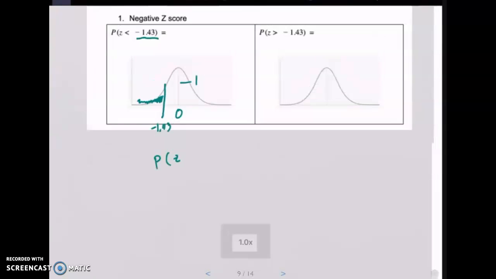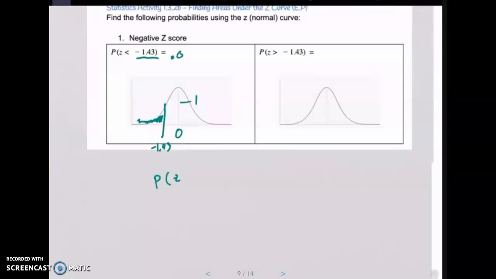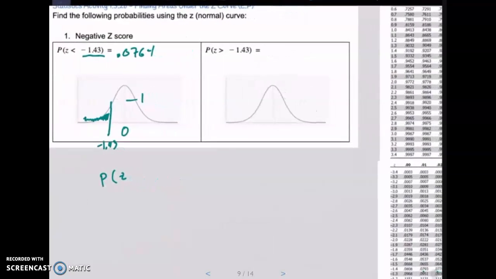Probability z is less than negative 1.43 is 0.0764. Cool. This one is a little bit different. So the mean is going to stay the same. The standard deviation is going to stay the same. But instead of going to the left, we're finding the probability z is bigger.